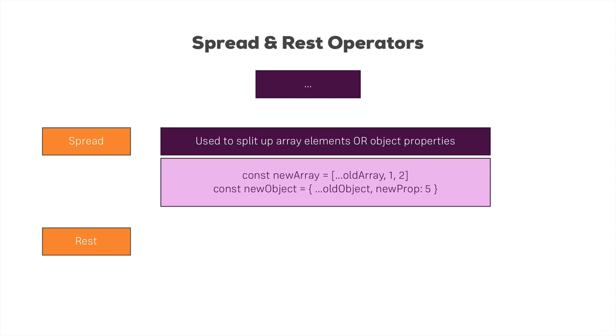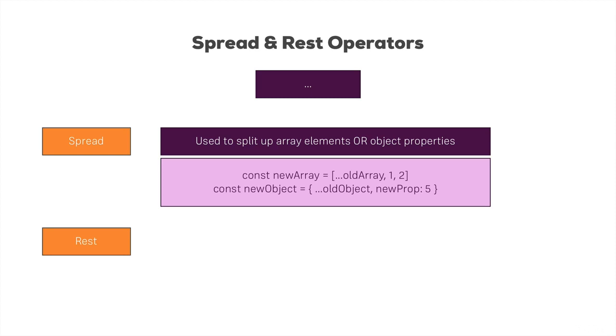The same for the object. We create a new object with curly braces, with the new prop, but then we also have ...old object to pull out all the properties of the old object and their values, and add them as key value pairs to the new object. As a side note, if the old object also had a new property, it would be overwritten by new prop 5 here. So our own property takes precedence. This is the spread operator.